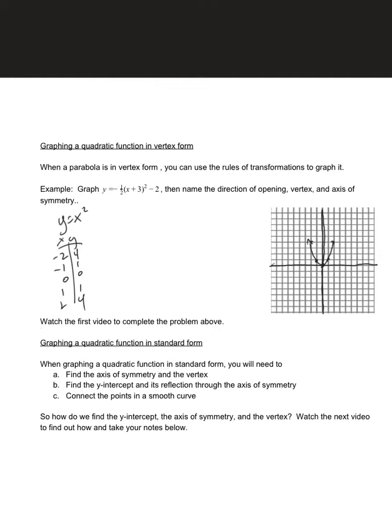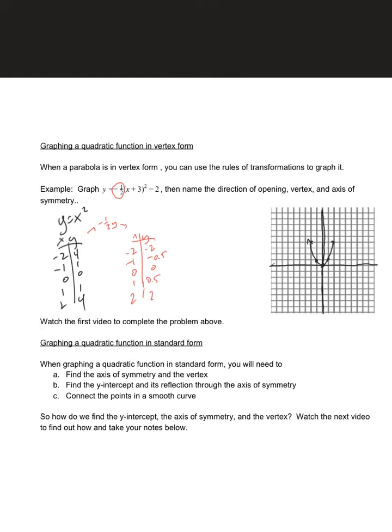So the first is the dilation reflection. And see that we've got this -1/2 out in front, and it's not with the x because it's not inside the parentheses. So we're going to be multiplying the y values by -1/2. The x values stay the same. We're going to multiply the y values by -1/2.